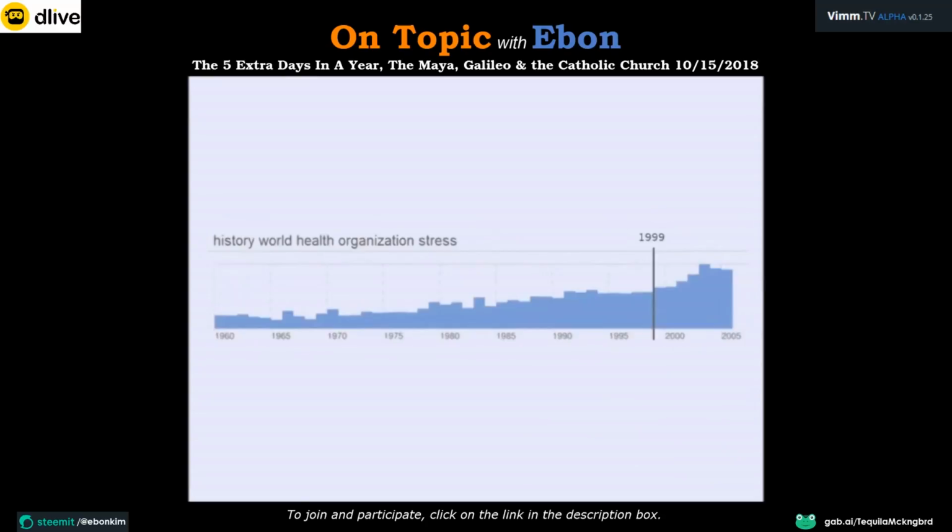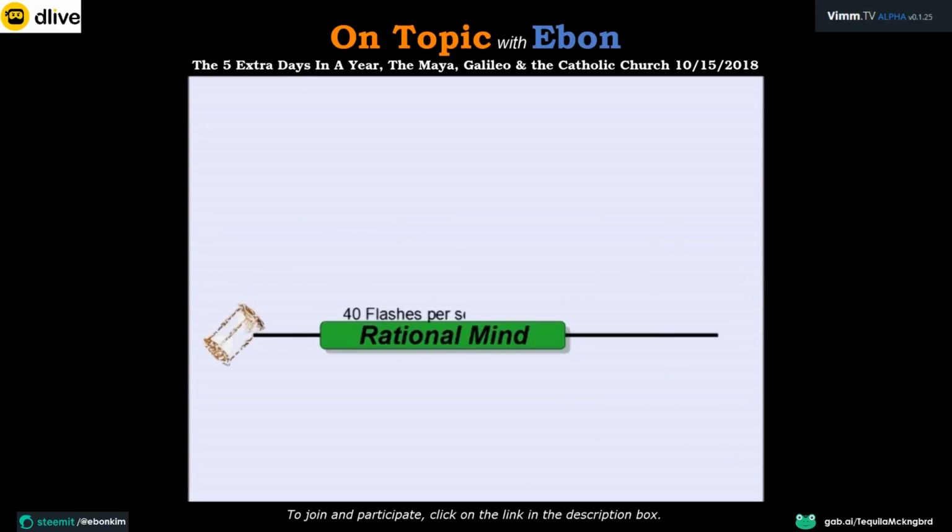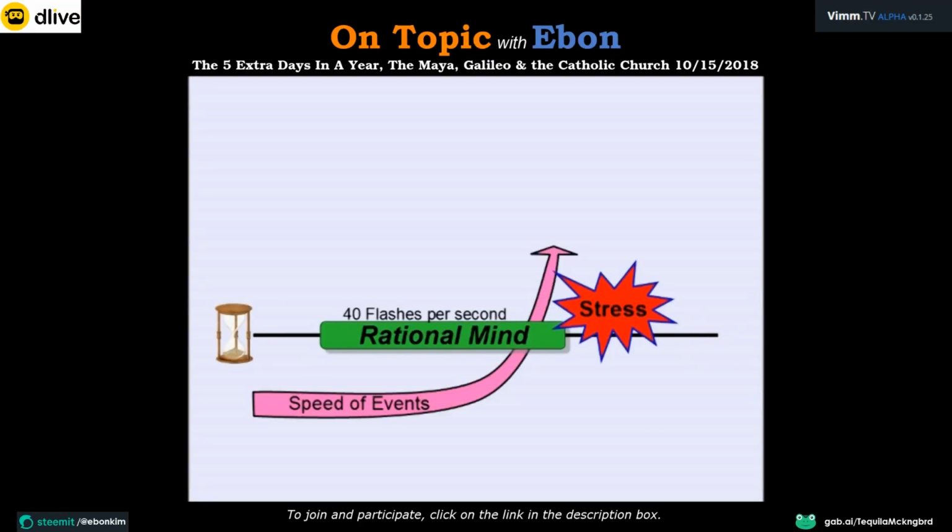So, processing speed of the rational mind is 40 flashes a second, and when acceleration of daily events with their expected demands are faster than our rational minds can process, the result is increasing stress, which easily leads to fearful thinking. The good news is that this pattern of thinking can be broken.